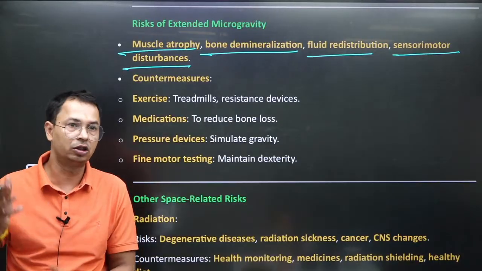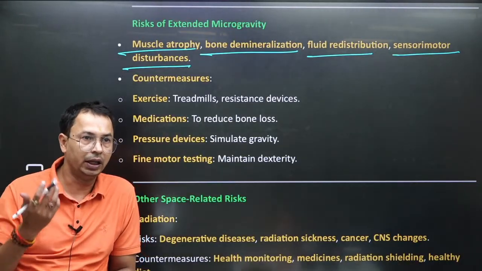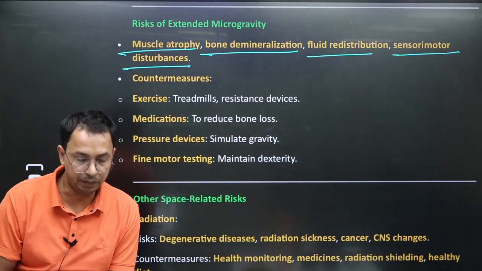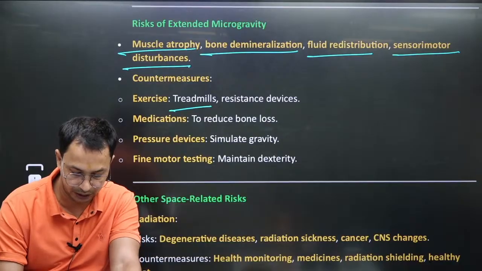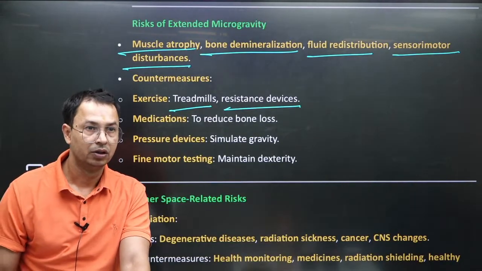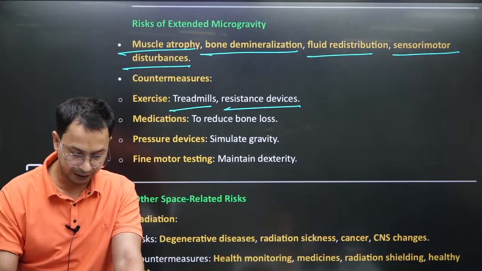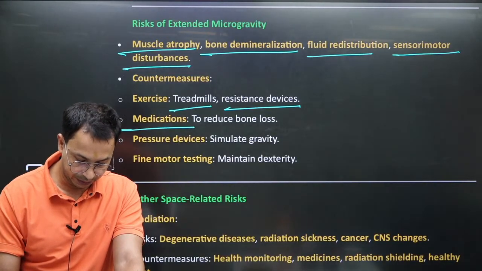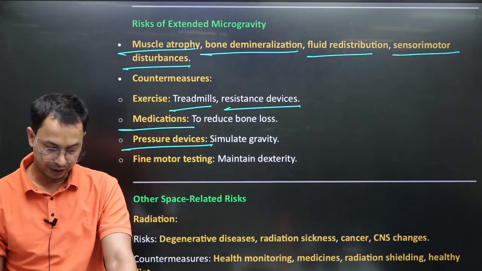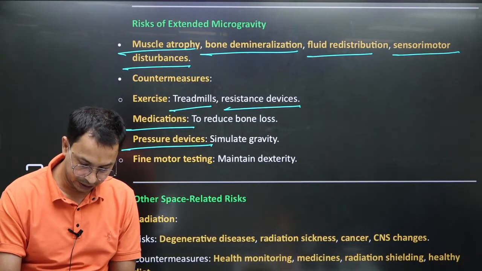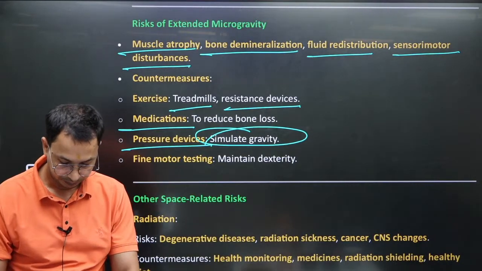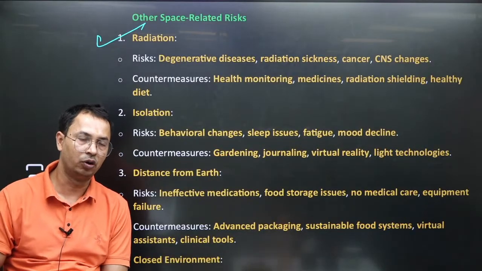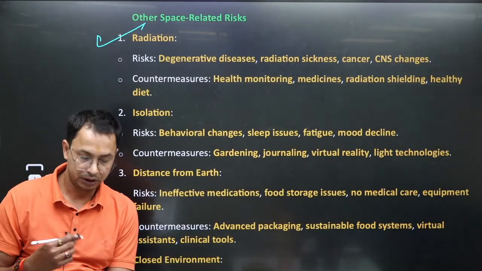Now look, astronauts also exercise there, because on the International Space Station we have made approximately one gym type system. Over there we have treadmills, they have resistance devices, so that the impact of microgravity should not be that much on the astronauts. They will take medication and they will also use pressure devices, so that they can simulate gravity. Other risk, radiation. Yes, in space we have more radiation, there are more charged particles in space.